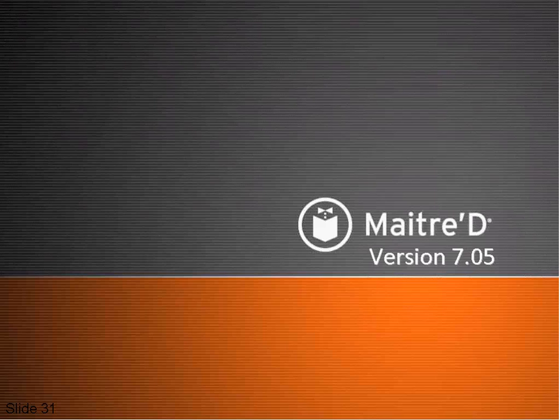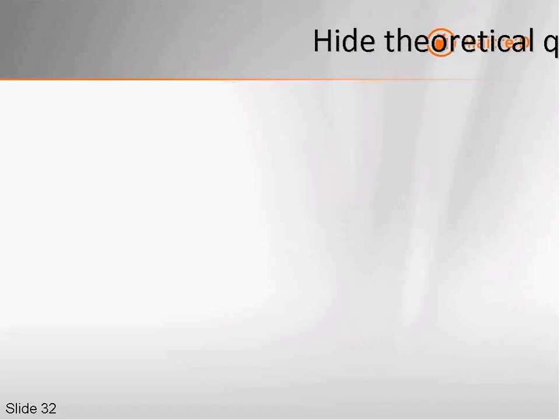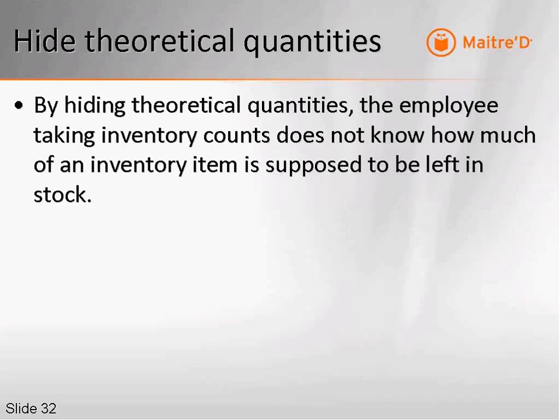Next one, hide theoretical quantities. This one is a bit more complicated to understand, but not by much. Okay, so what is the theoretical quantity first? The theoretical quantity is the quantity of stock that's left that is calculated by the system based on sales, waste, purchases, loss, and whatever else might happen in the system. So it's a calculated quantity, so that's why it says it's theoretical. It does not take into account, like, if a bartender overpoured or broke a bottle, that kind of stuff. So it doesn't account for human error, so that's why it's theoretical.